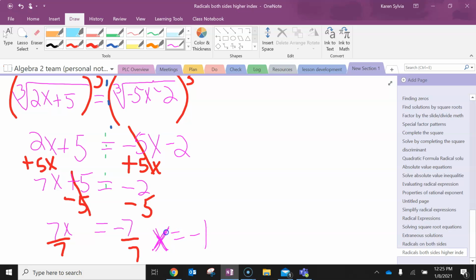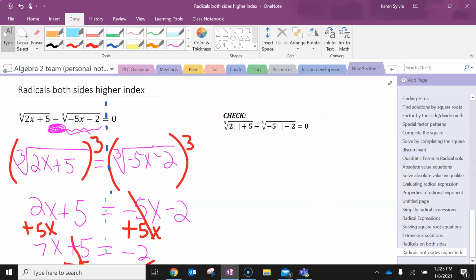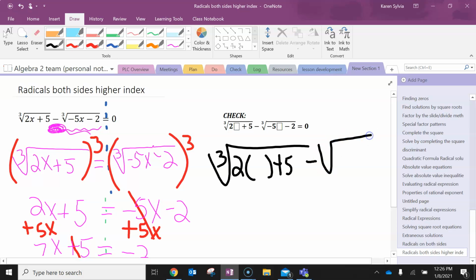But before I commit to my answer being negative 1, I go back and I plug into the original equation, which gives me the cube root of 2 plus 5. And I'm looking to see if I can get this to be a truthful statement. Does this entire thing equal 0 according to the original equation? So we came up with negative 1. As I plug it in and evaluate, I'm going to work from the inside out.